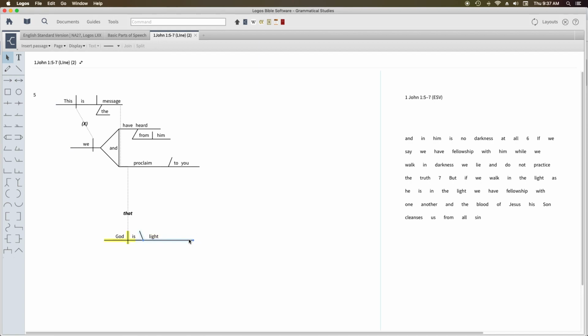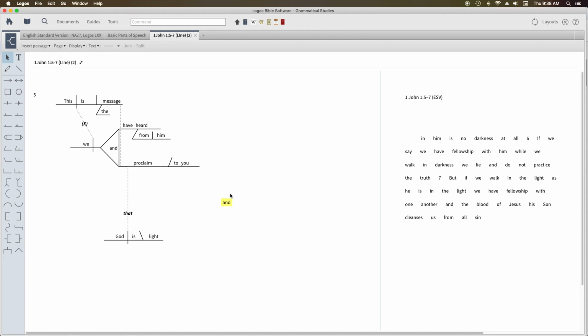And so that's what I'm going to use. The predicate nominative is simply pointing back to it. So you could use nominative or you could use an adjective. It's pointing back, qualifying more about God. So I just went ahead and used the predicate nominative. God is light. And now we have another and.